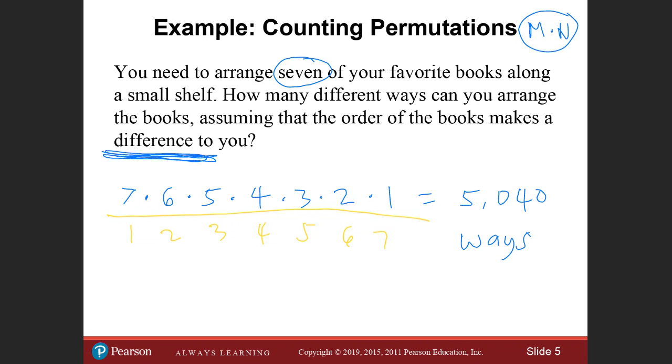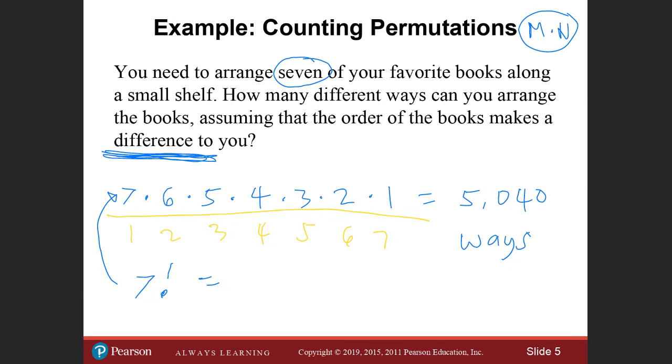Now you can also use factorial notation. Factorial notation has this exclamation mark. You go 7 factorial, and that means the same thing. It's multiplying from 7 and going down in descending order, times 6, times 5, times 4, times 3, times 2, and times 1.